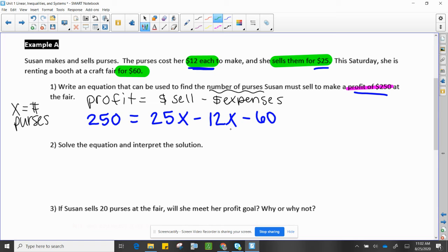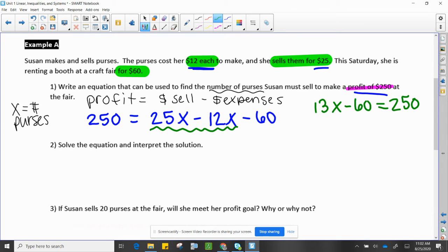So I'm just going to go ahead and clean this up really quick. I'm going to combine like terms here. So 25x minus 12x is going to give me 13x. Just going to bring down that minus 60. Set it equal to our profit.